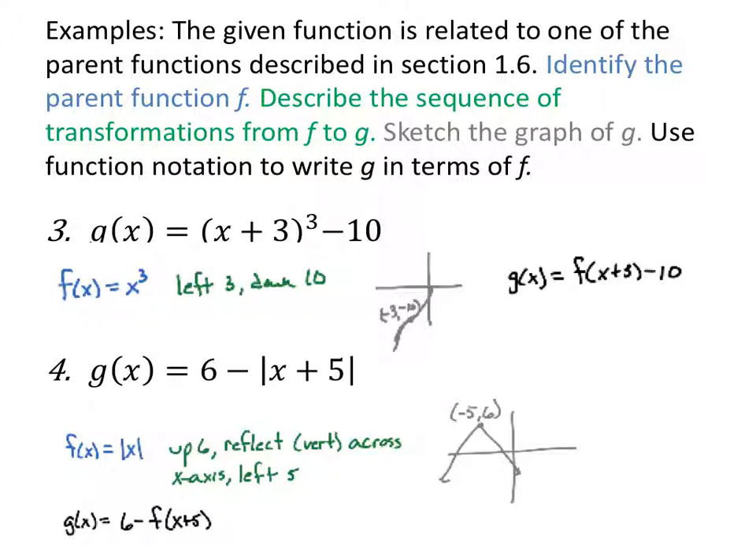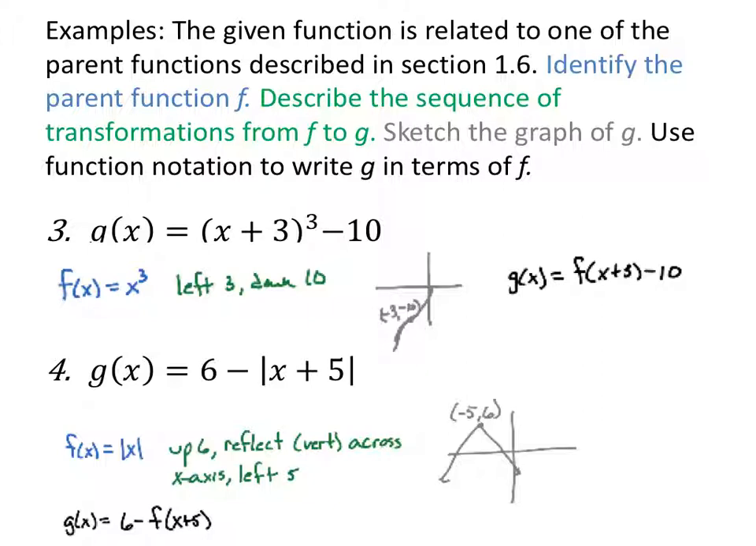Number 3, g of x equals x plus 3 cubed minus 10. The cubed tells us our parent function is f of x equals x cubed. The x plus 3 in parentheses tells us we went left 3. The minus 10 on the outside tells us we go down 10. So I take the standard graph of x cubed, which is this lazy looking graph, and I move my 0, 0, my origin point, to the left 3, down 10, and I did my best to make a little cube graph here. In general, if f of x is x cubed, we could rewrite this as f of x plus 3 minus 10.